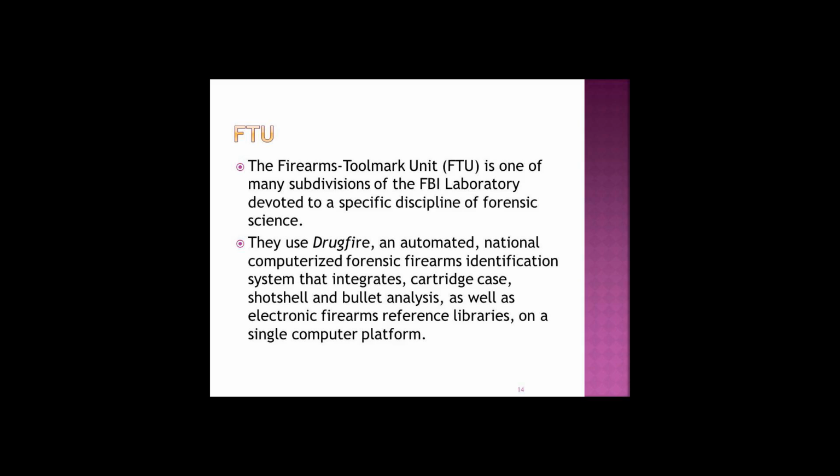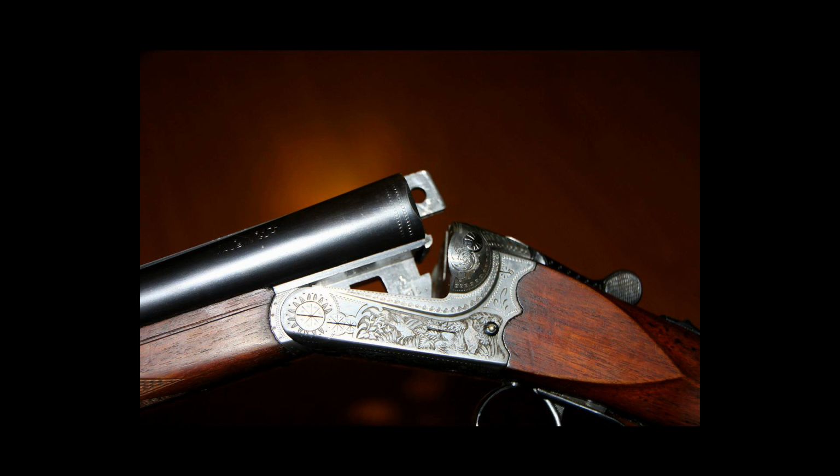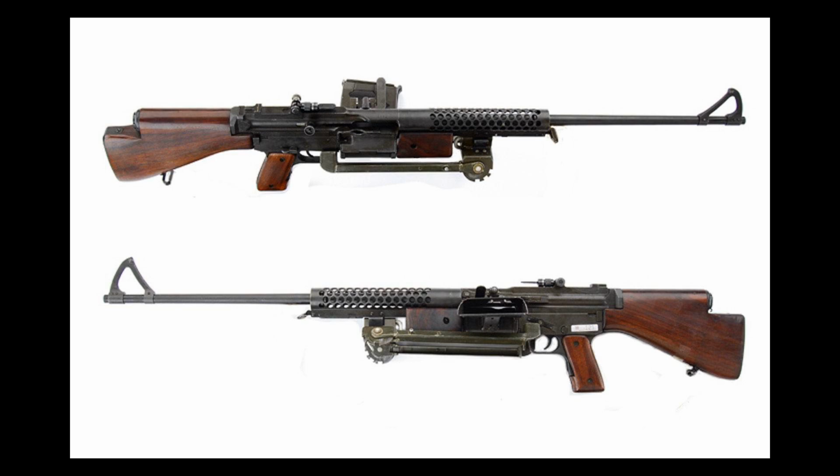The barrel, firing pin, firing chamber, extractor, ejector and other parts of the gun leave these marks, called tool marks, on the bullet and cartridge case faces. Individually and collectively, these markings function as the ballistic signature of the firearm.